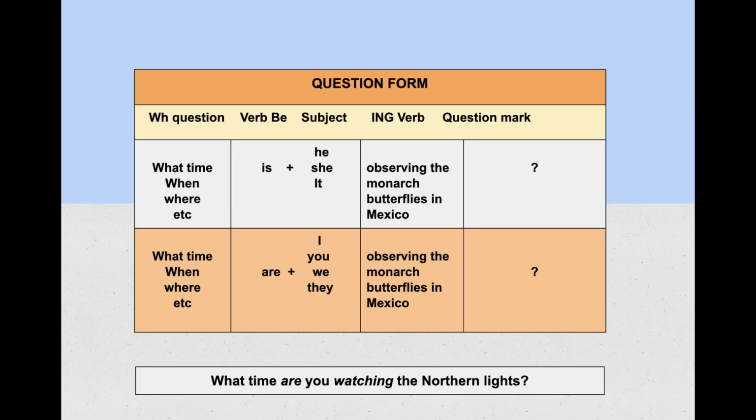And finally, we have the question form. It's easy because you have to use, first of all, the WH question, again, the auxiliary be, then you have to write the subject, and after the subject, you have to use the ing form with the verb that you use, and finally, a question mark.